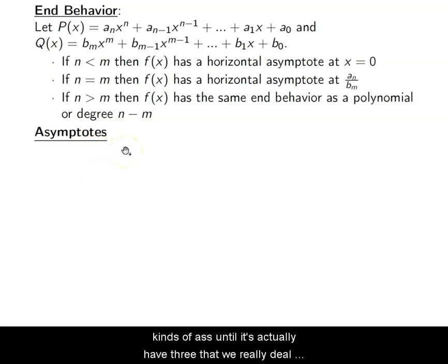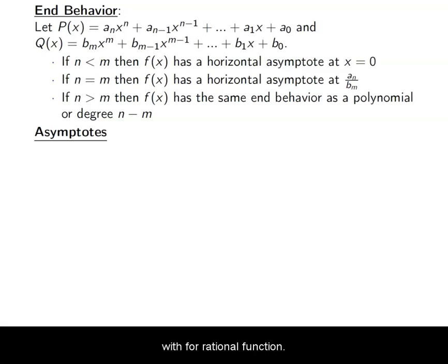So we have 2 kinds of asymptotes. Actually, we have 3 that we really deal with for rational functions, and that is we talk about the vertical asymptotes, which we talked about first, right? We talk about the end behavior, which is a horizontal asymptote if the degree in the denominator is larger or if they're the same, right? Then we have a horizontal asymptote. If the numerator is larger, then we get a slant asymptote, which could be linear in nature. It could be quadratic in nature. It takes on all kinds of different forms, right? It really depends on what the difference between these values are.